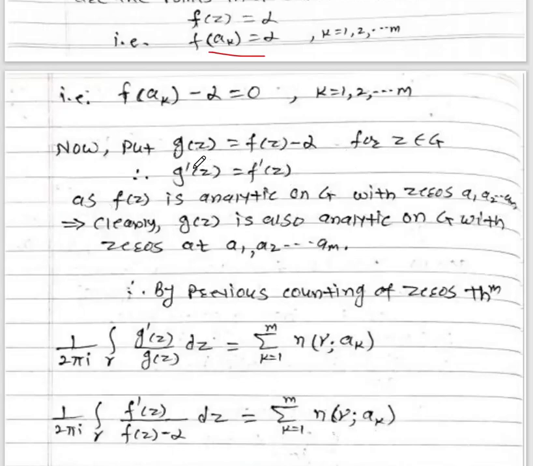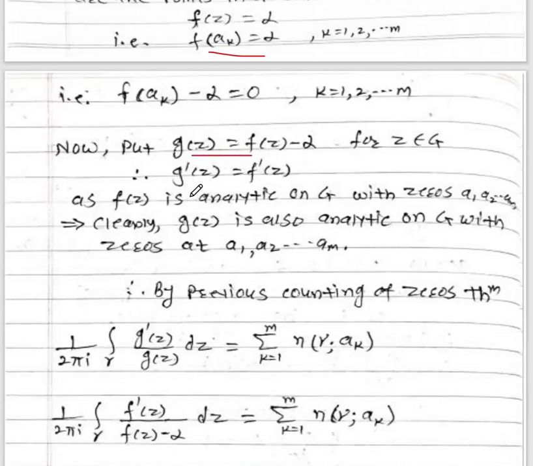So differentiate with respect to z, so we get g dash of z equal to f dash of z, and the derivative of this term will be 0 because alpha is a constant. But since we are given f of z is analytic on region G with zeros a1, a2, am, therefore we can clearly say that g of z is also analytic on region G. If f of z is analytic on region G with these zeros, then from this equation we can say that g of z is also analytic on region G.